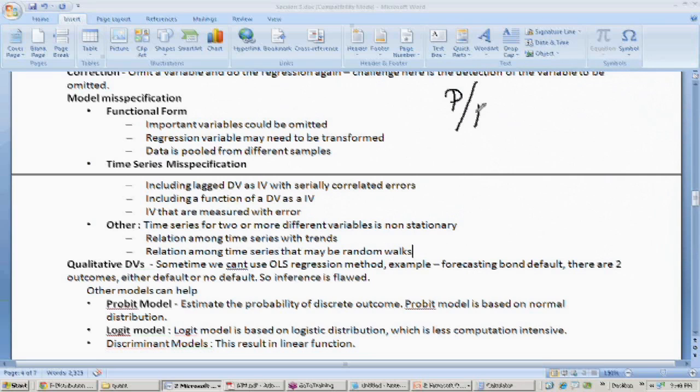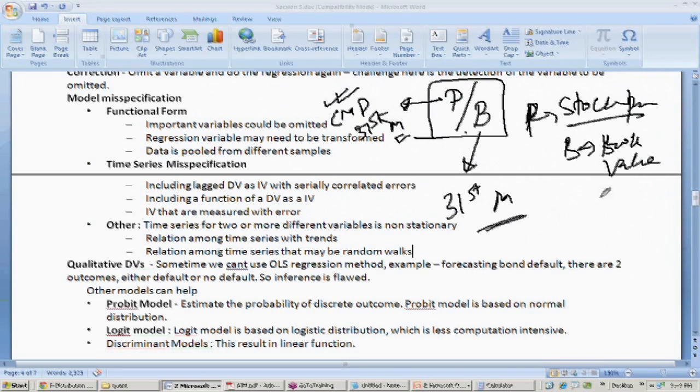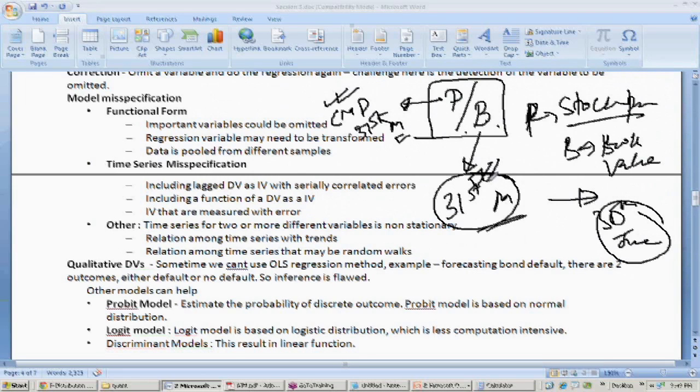Many times analysts try to find a regression using the price to book ratio. P is the stock price and B is the book value, and they measure price to book value. However, the price is known with certainty, because I know the market price on 31st March. But I will not be able to know the book value with certainty on 31st March. The book value of 31st March will be obtained only on, let's say, 30th of June.